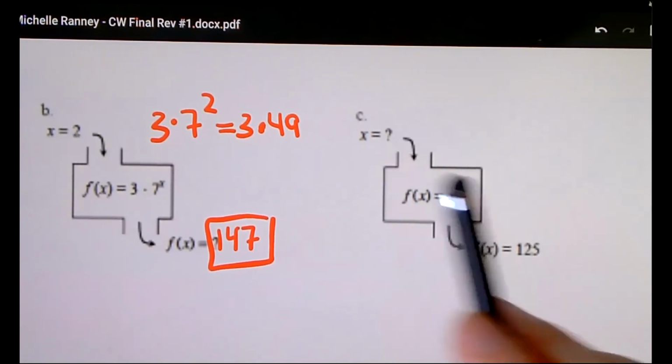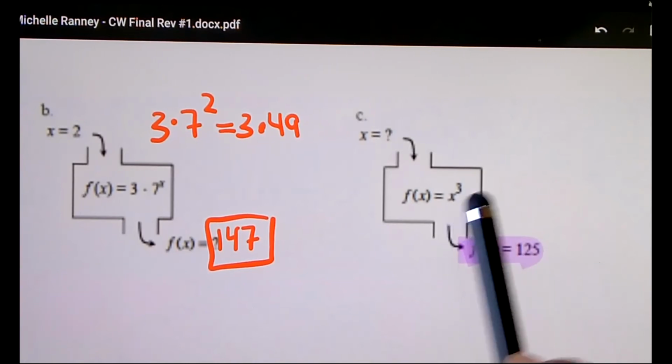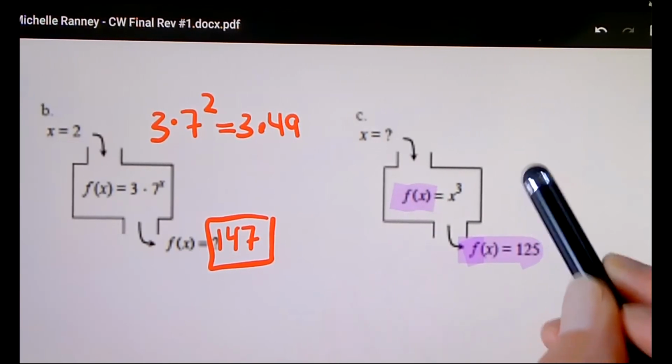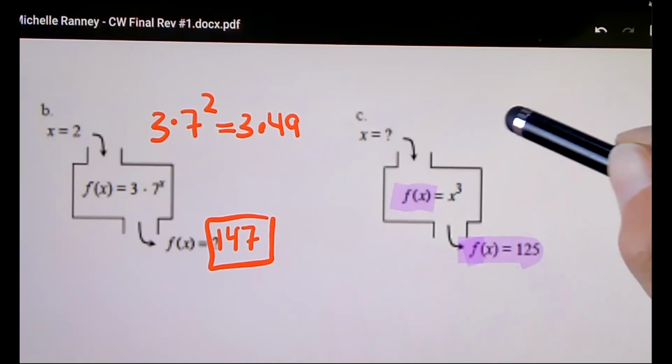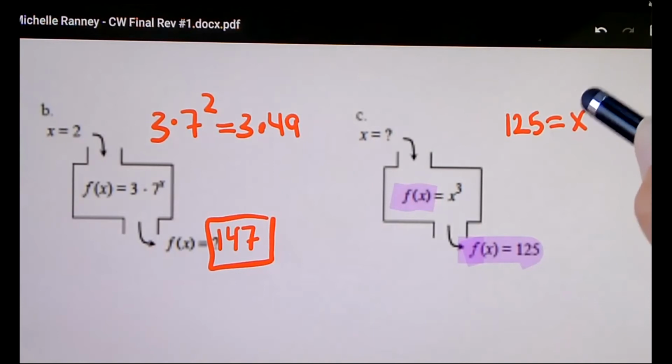Okay, so this time, this down here is our output. Okay, we're getting output. This is the output, not our input. I'm not putting 125 in here for the x. I'm putting 125 for that, for f of x. Okay, so I'm going to take 125 equals x to the third, and I'm going to solve that.